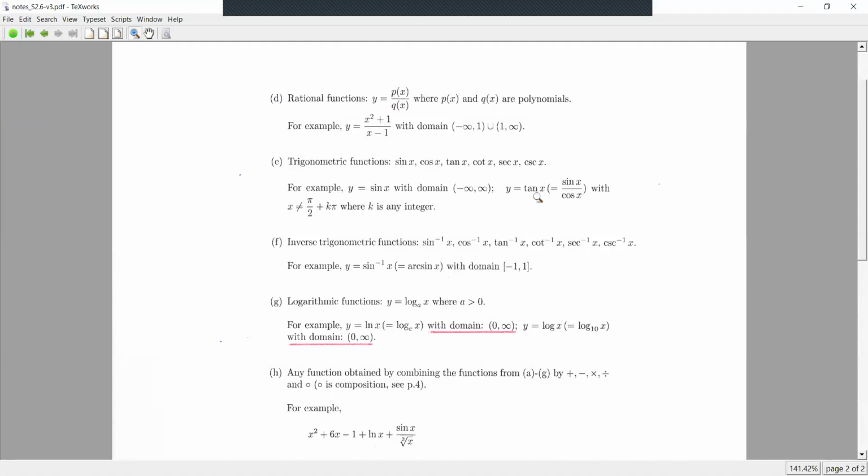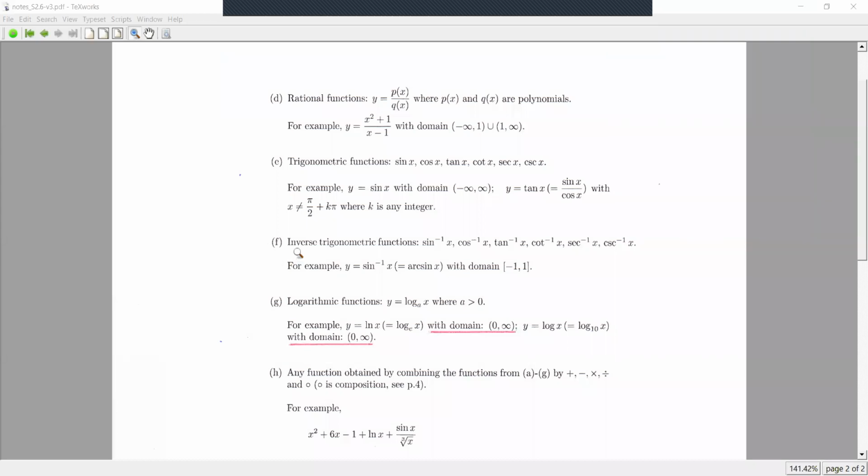Tangent. Tangent is sine over cosine. The domain of tangent is all the numbers except pi over 2 plus k times pi, where k is any integer, because at these numbers, cosine is 0. So the domain of tangent is all the numbers except these numbers.